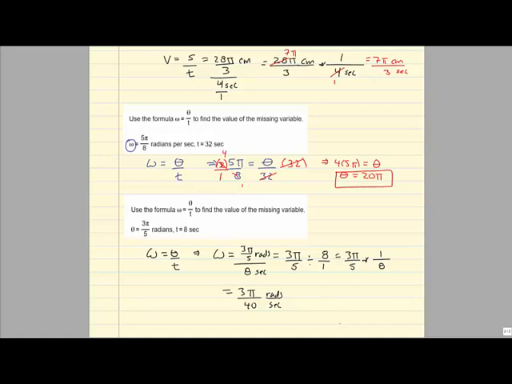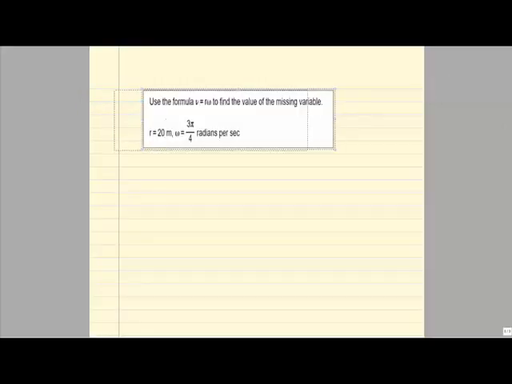So again, it depends on what information is provided. You can use that formula for a lot of different things based on what's provided versus what you want to be finding. Let's look at one more, just so we get used to solving for different variables. Kind of some algebra review there.